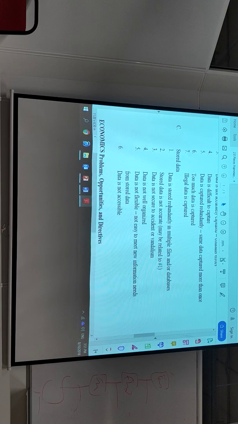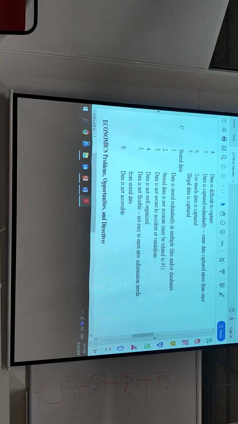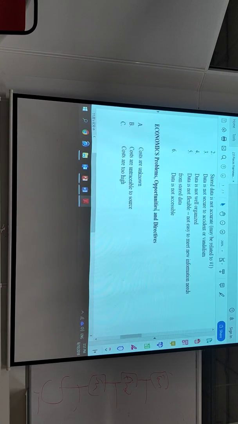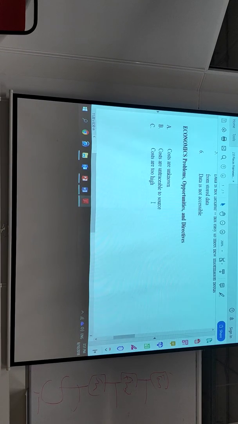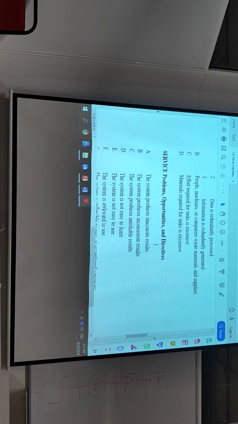Data not stored accurately. Data not secure. Maybe not relevant because this is a manual system, but something somewhere. Cost unknown. The P, the I, the E is under economics. Okay? Are you all clear?